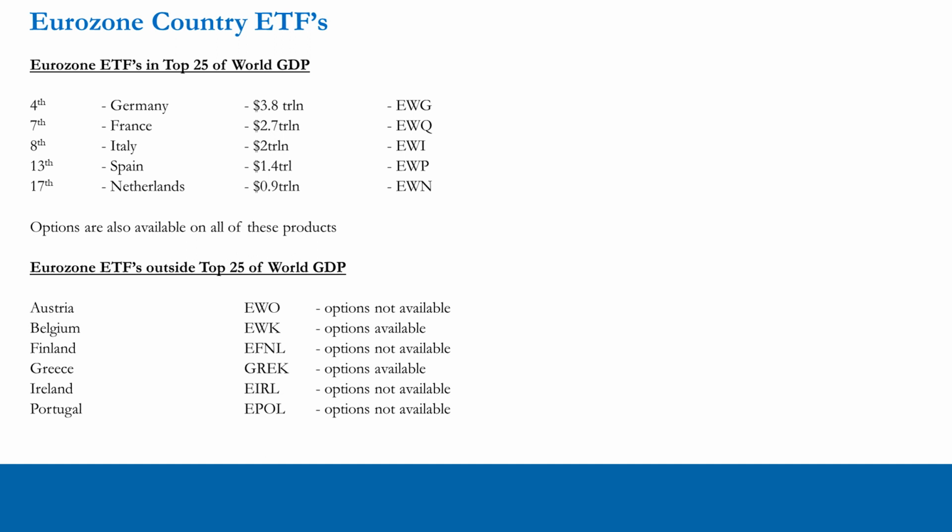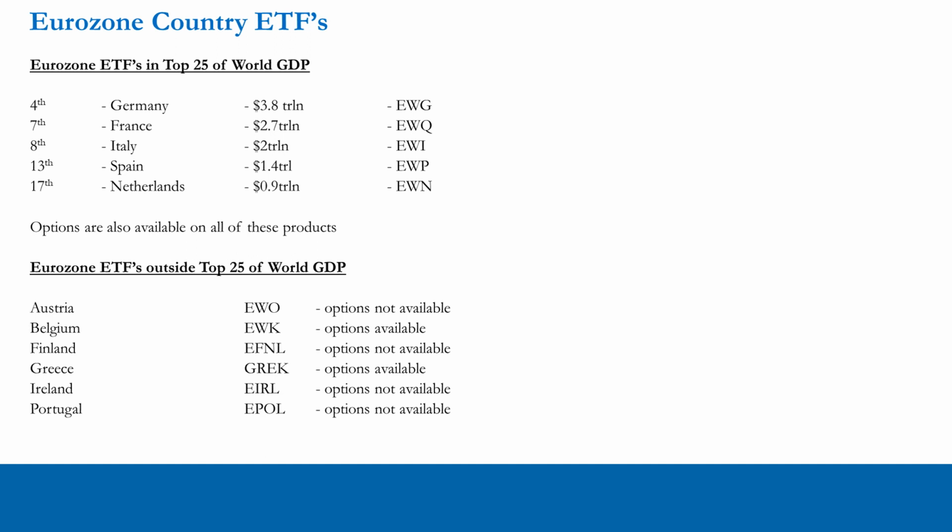So starting with the ETFs or tradable instruments on countries that are in the top 25 of world GDP. Let's start with Germany, ranked fourth largest economy in the world at 3.8 trillion. Their ETF is the EWG. Ranked seventh, France at 2.7 trillion. Their ETF is the EWQ. Italy, EWI. Spain, EWP. And the Netherlands, EWN. And on all of those products, you can actually trade options, so call and put options on the actual underlying products, the ETFs.